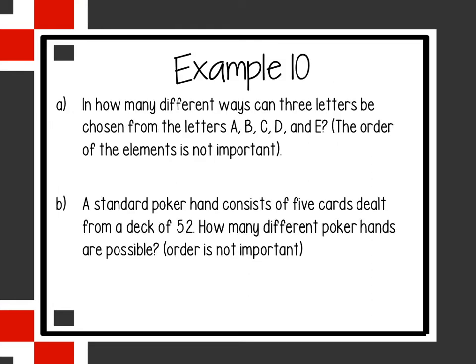All right, so this one says, in how many different ways can 3 letters be chosen from the letters A, B, C, D, and E? The order of the elements is not important. So if it's not important, am I using P or am I using C? C, okay, N would be 1, 2, 3, 4, 5, right? So N is 5.